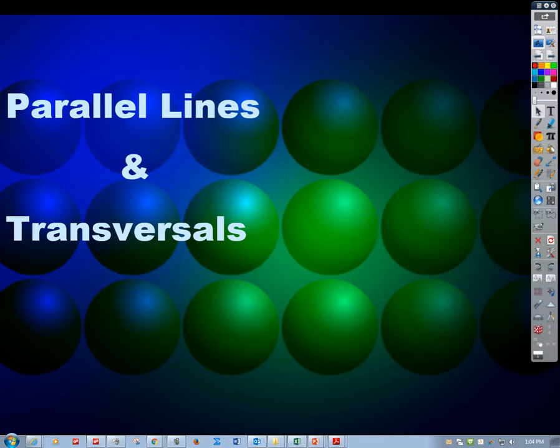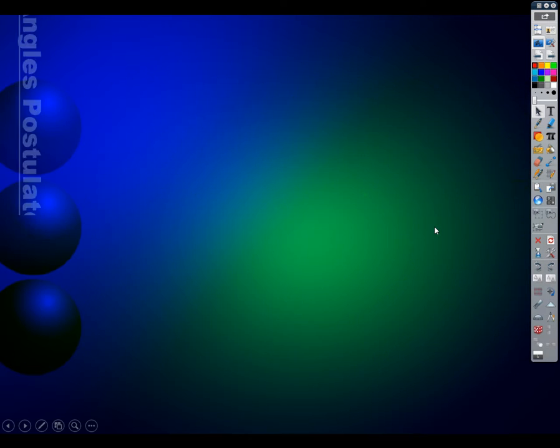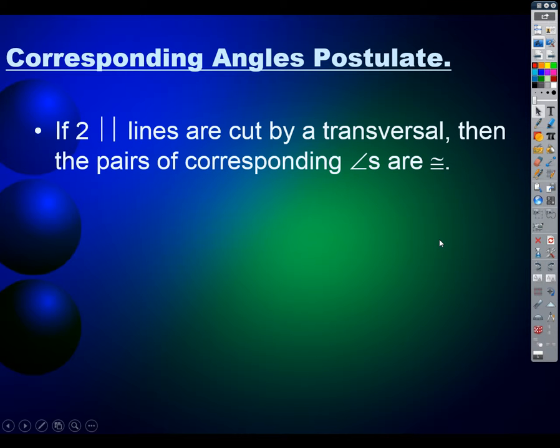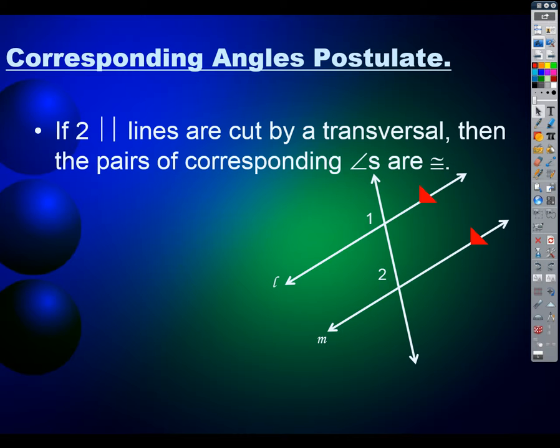Parallel lines and transversals. Okay, we already know the corresponding angles postulate, no big deal. If two parallel lines are cut by a transversal, then corresponding angles are congruent. So there it is. We already know all the other stuff too.